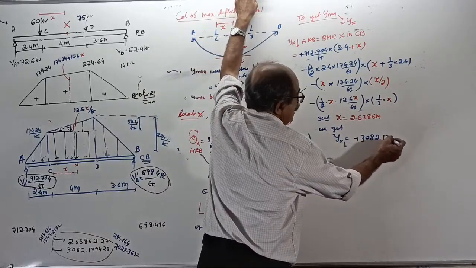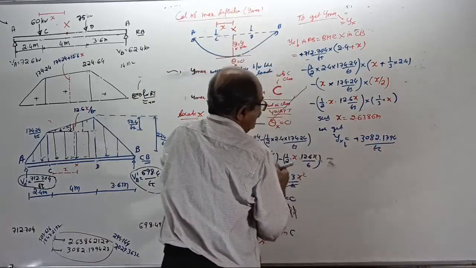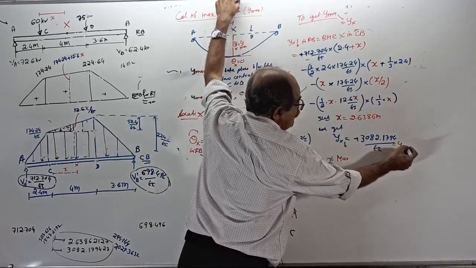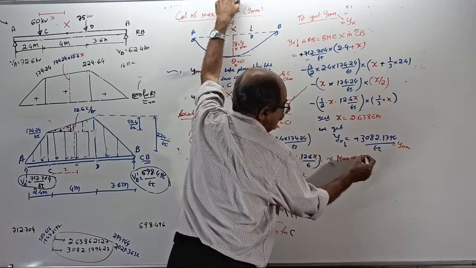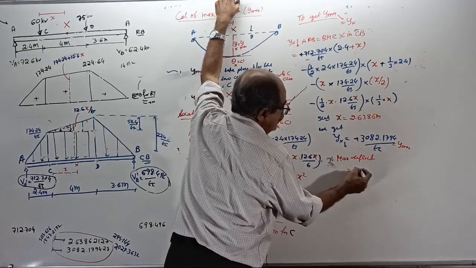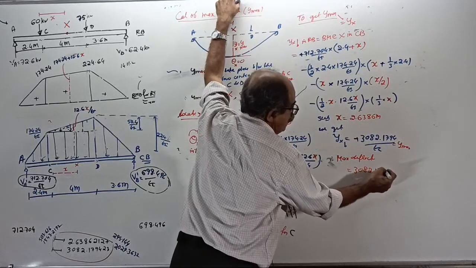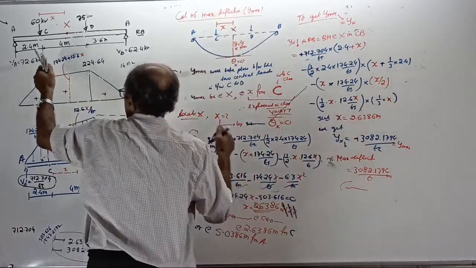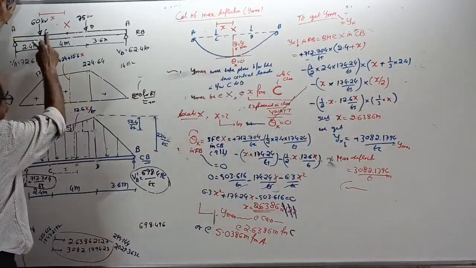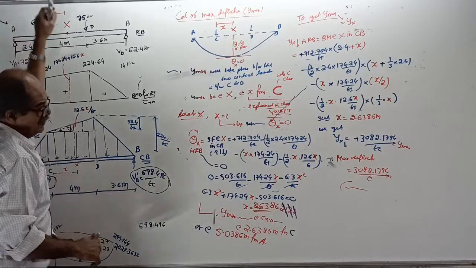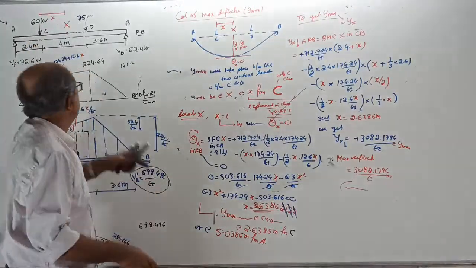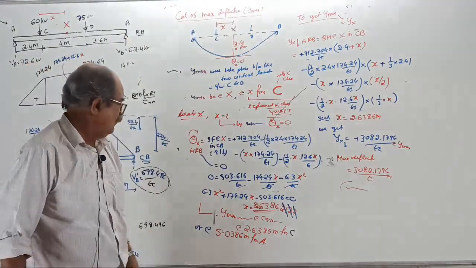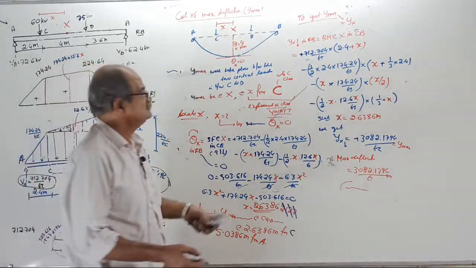3082.1794 by EI. Therefore, for this question, the maximum deflection for the beam equals 3082.1794 by EI meter. You write at what distance? From C, it will take place at 2.6386 meter, or from the left side 5.0386, or from the right side 4 point something, it will take place.